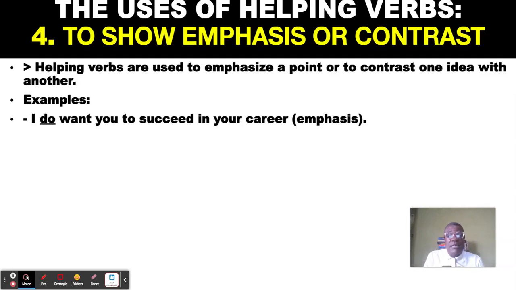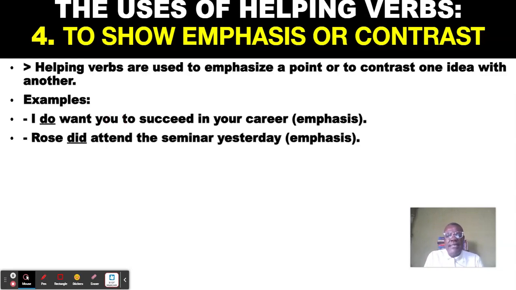Sometimes it could be that the addressee or the listener feels that I do not want him to succeed in his career. And so when that impression is made, to really dismiss that impression, then I can come with emphasis. I really do want you to succeed in your career. Don't think that I don't want you to succeed. I do. Okay.